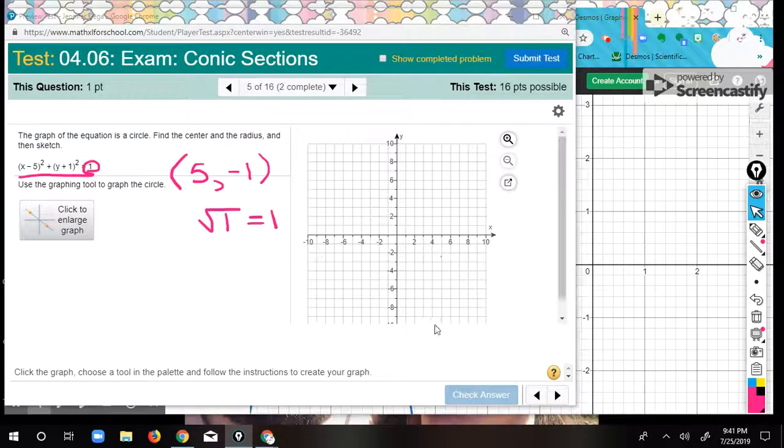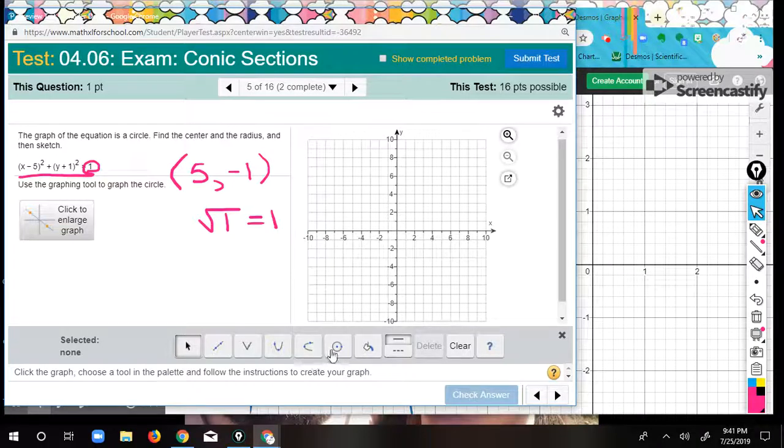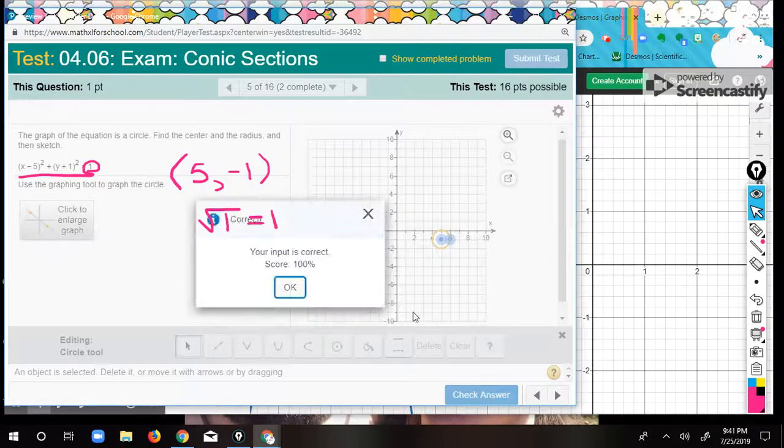So we're going to go ahead. We'll click on the graph. We'll go to 5, negative 1. There's my center. And then I'm going to count 1. That's it, because it's got a radius of 1. Tiny little circle there.